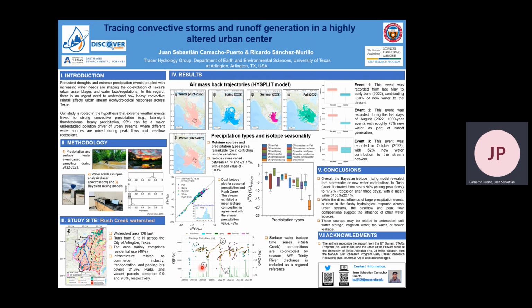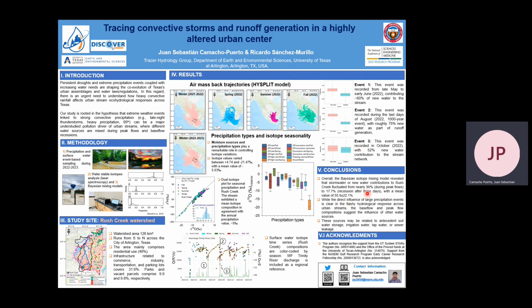For this first event, which was recorded during June, the contribution of new water to the stream was about 60%. For this second event, which was a particularly strong event, the contribution was around 75% new water, and it was recorded during the month of August. Finally, the third event was recorded in October, and the contribution was around 52%.